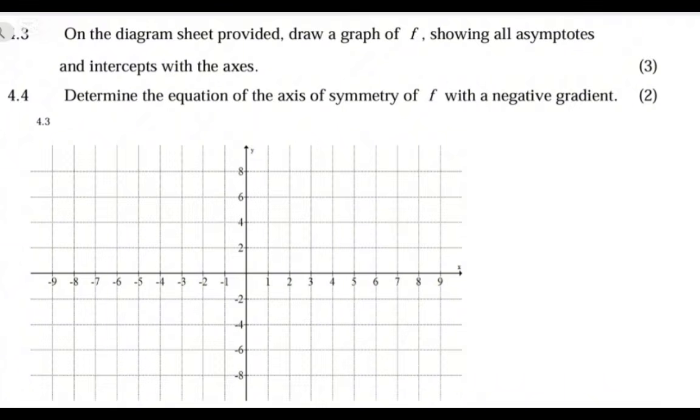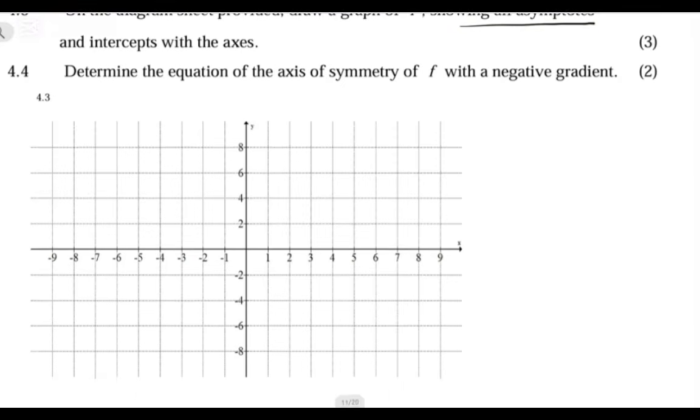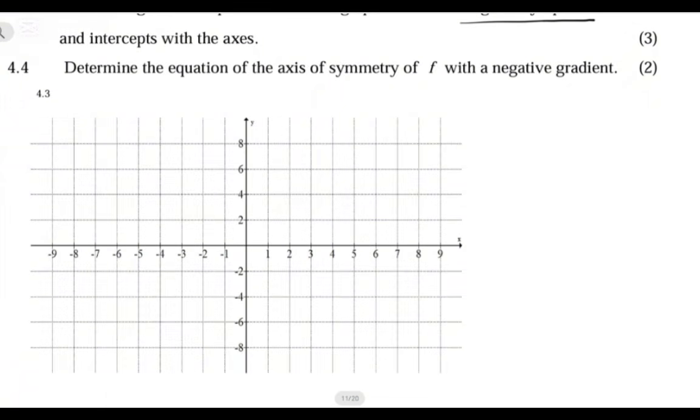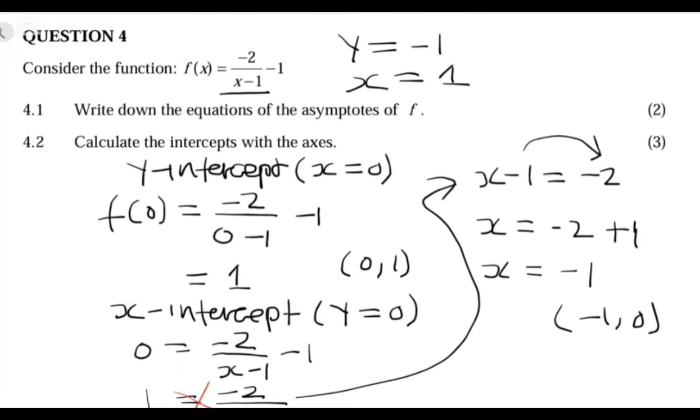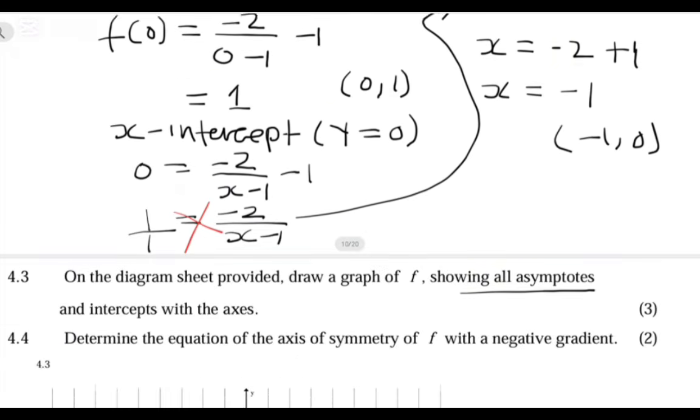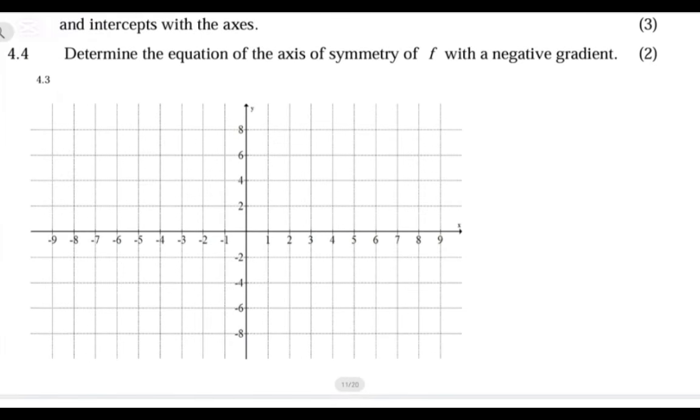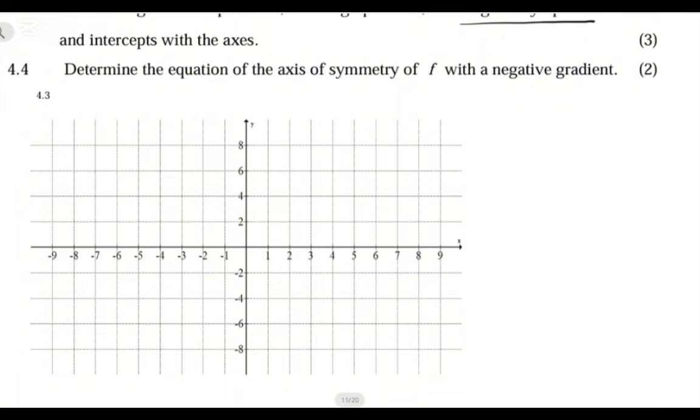Let's go to 4.3. So 4.3 says, on the diagram sheet provided, draw the graph of f, show all the asymptotes and the intercepts with the axes. So here's the diagram that they're talking about. Our asymptotes there are y, which is negative 1, and x, which is equal to 1. So y, which is -1, is going to be somewhere here. Oh, there is no -1, so it's going to be somewhere here.